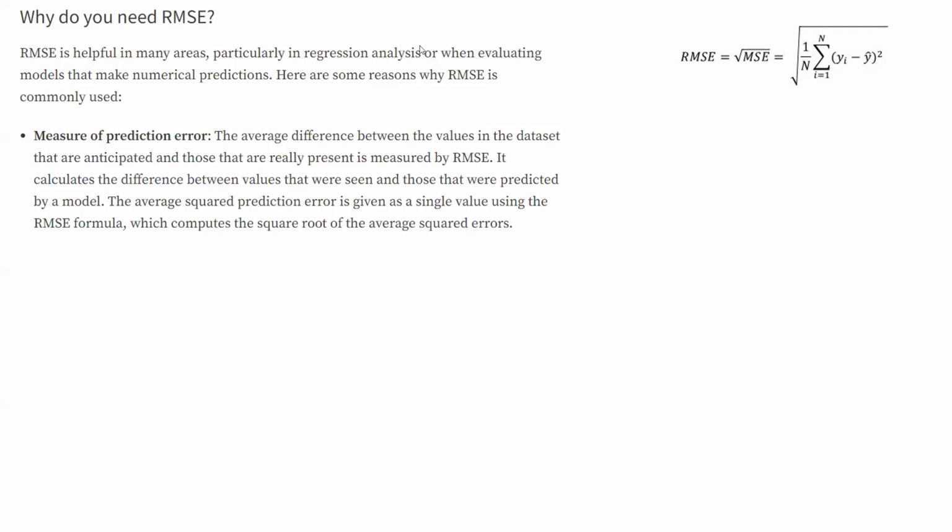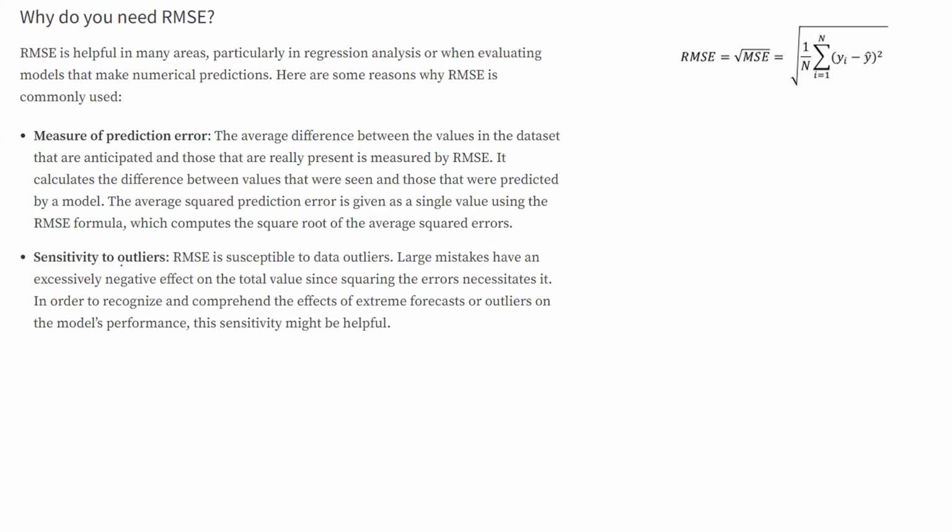Measure of prediction error. The average difference between the values in the dataset that are anticipated and those that are really present is measured by RMSE, root mean square error. This E is referencing yi minus y hat, or the residual. It calculates the difference between the values that are observed and those that were predicted by a model. The RMSE formula computes the square root of the average squared errors, giving the average squared prediction error as a single value.